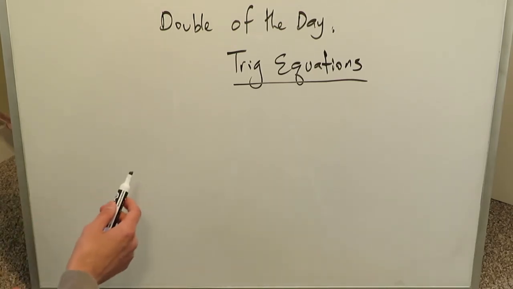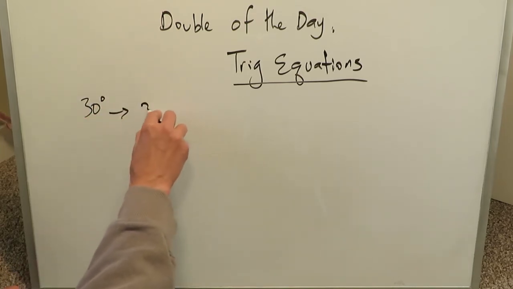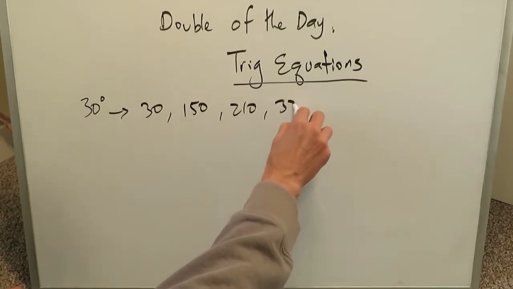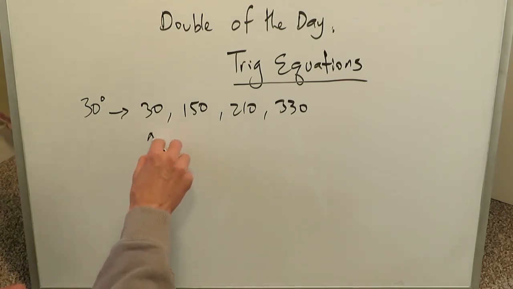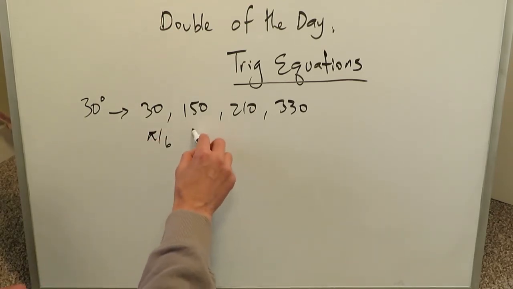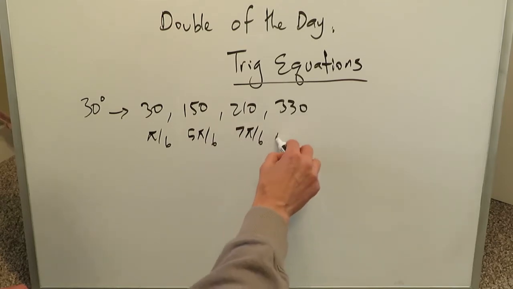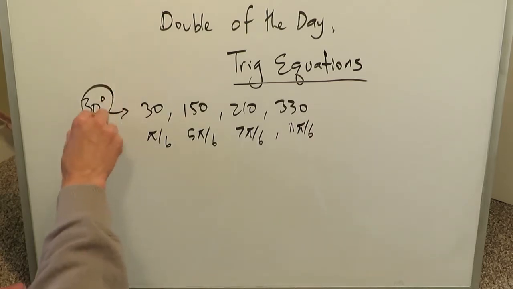With regards to angles in radians, you need to know the 30-degree angles, and these happen to be 30, 150, 210 and 330, but you need to know these in the radian format. 30 is your pi over 6, 150 is your 5 pi over 6, 210 is 7 pi over 6, and 330 is 11 pi over 6. These are what I call your pi over 6 angles.